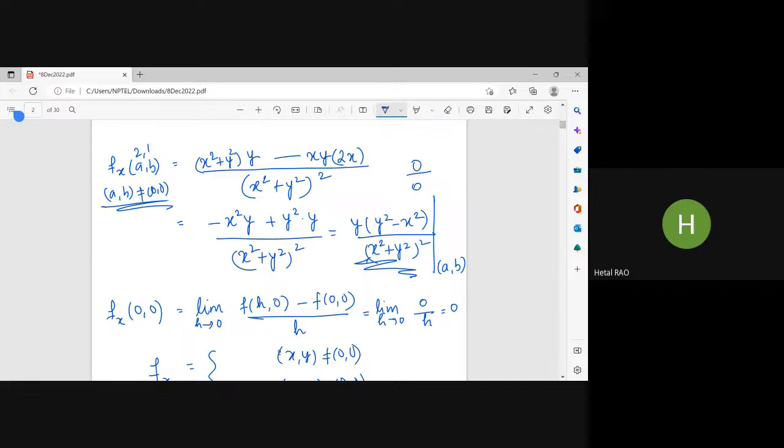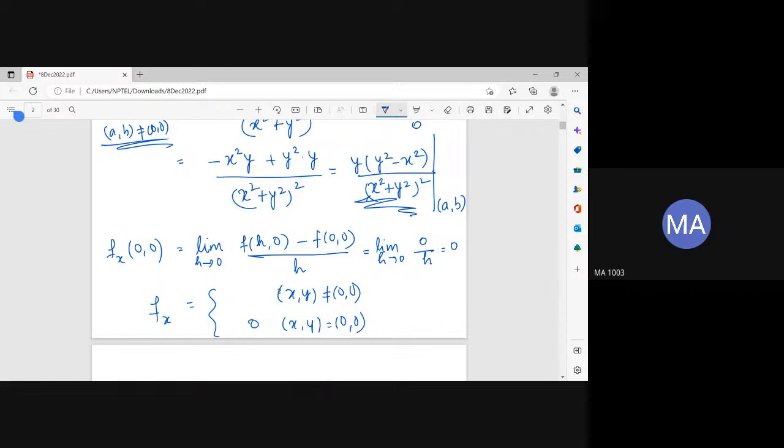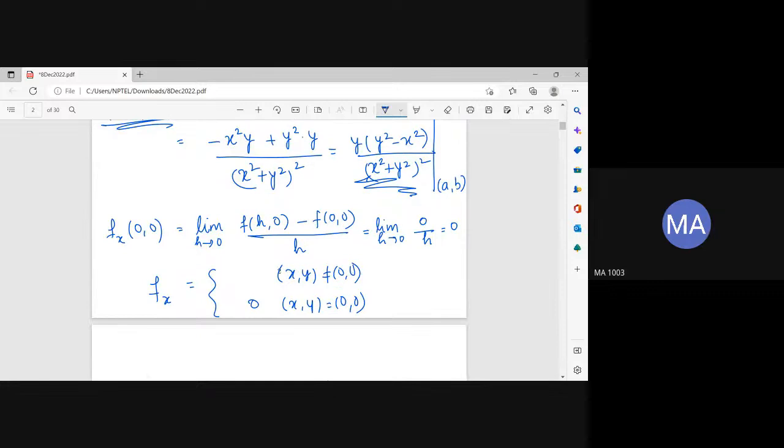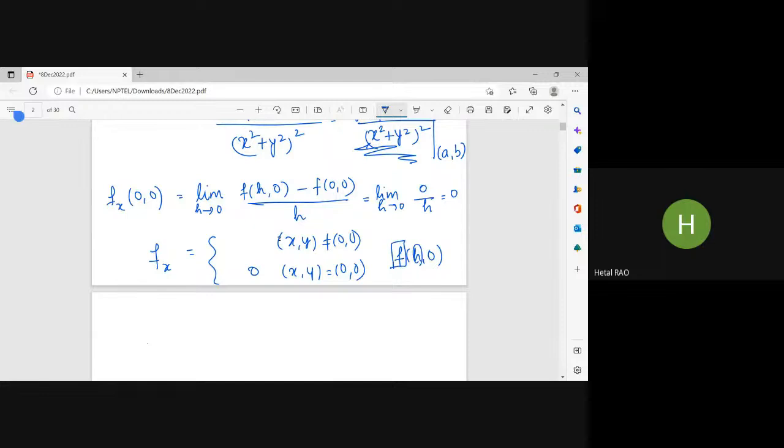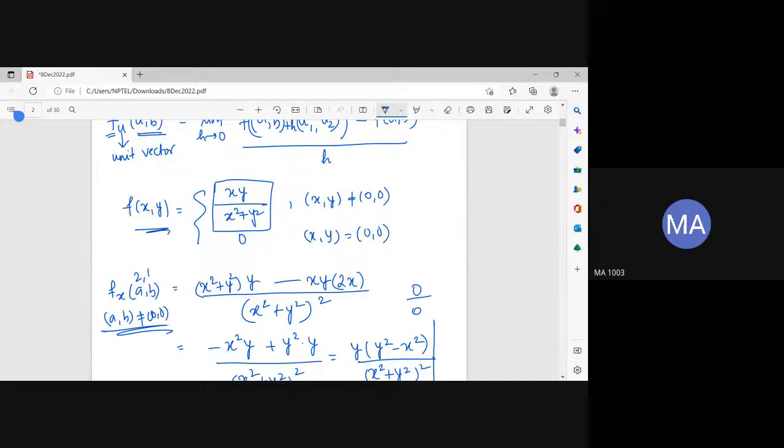That's because I have substituted. I have to check what is f of h comma 0. It is the value of the function f keeping y value 0 and x as h, right? So we are just substituting x by h and y by 0 in the given function only. Yes. Okay, got it.